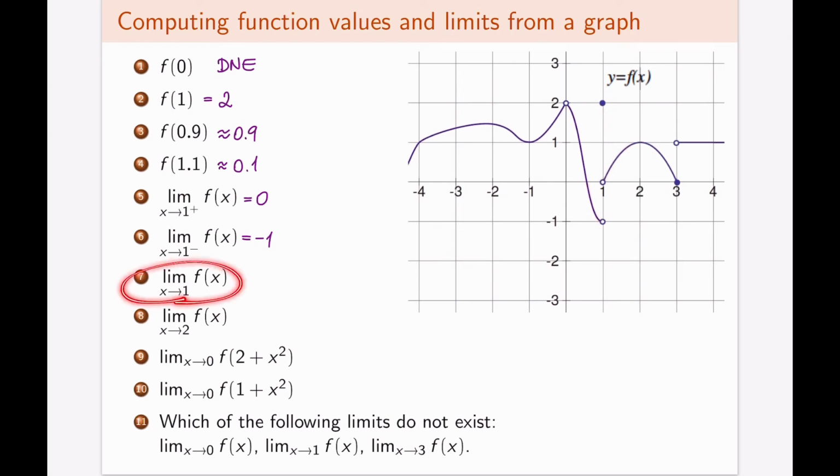Now, the next question is asking to find the limit at 1. Well, in order to find the limit at 1, I really should be looking at the limit as x approaches 1 from the left and from the right. And I already found those. And remember that because they are not equal, the actual limit at 1 does not exist.